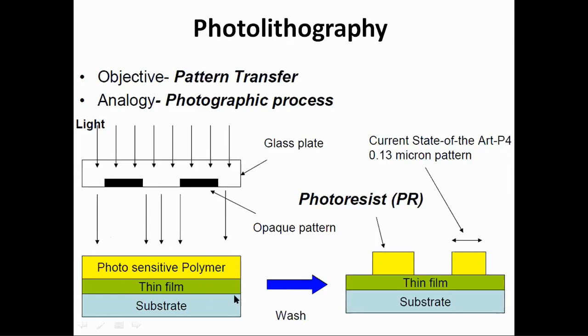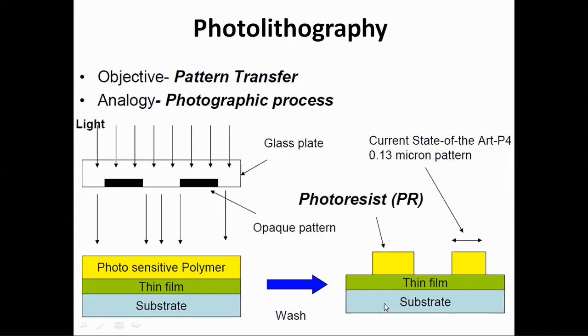Next, we have to put this in the developer solution. So anything which is exposed to UV light would be eaten out or etched out by the developer solution. So the developer solution would eat this portion, and this portion. The portion of the positive photoresist which is unexposed would remain stable. It would be there.